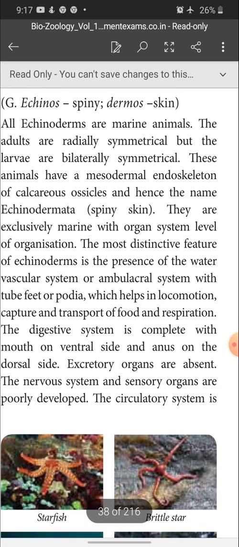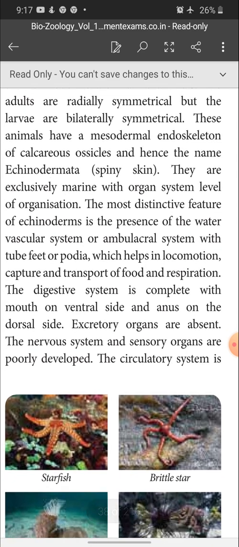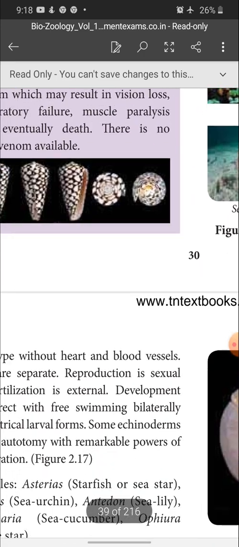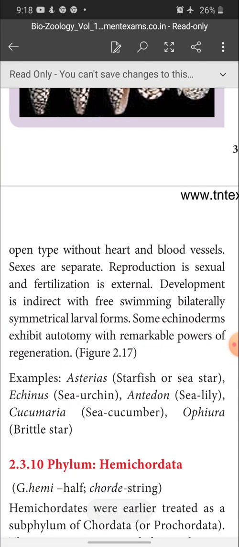The digestive system in echinoderms is complete, with the mouth on the ventral side and the anus on the dorsal side. Excretory organs are absent, children. The nervous system and sensory organs are poorly developed, and the circulatory system is open type without heart and blood vessels. Sexes are separate, reproduction is sexual and fertilization is external. Development is indirect with free swimming bilaterally symmetrical larval forms. Some echinoderms exhibit autotomy with remarkable power of regeneration.